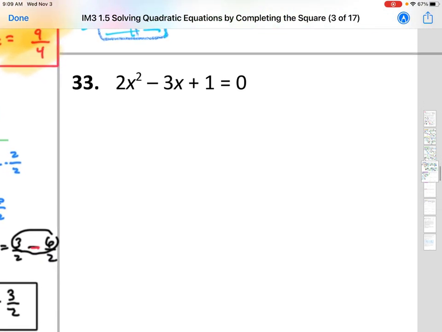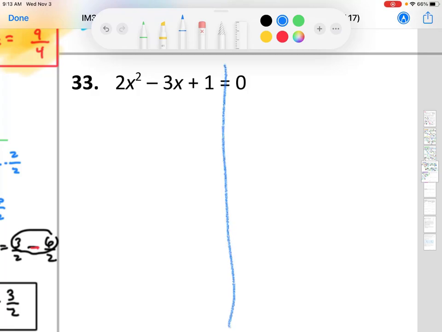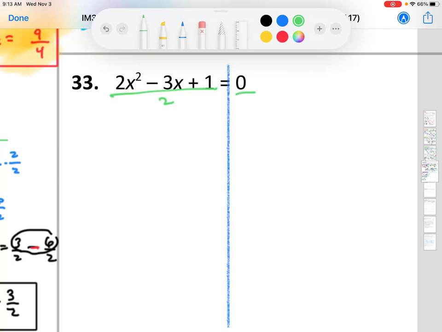Alright, question number 33. Can you predict why this would not be fun? I wanted to do a perfect square trinomial, but 2x squared minus 3x plus 1 is not factorable. So what we're going to do is divide both sides by 2. Our starting a value here is greater than 1, so we're going to reduce it. So I'm going to get x squared minus 3 halves x plus 1 half.